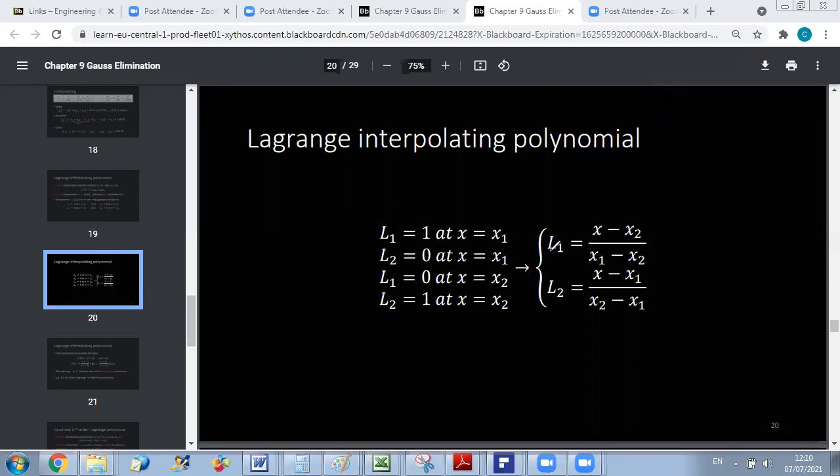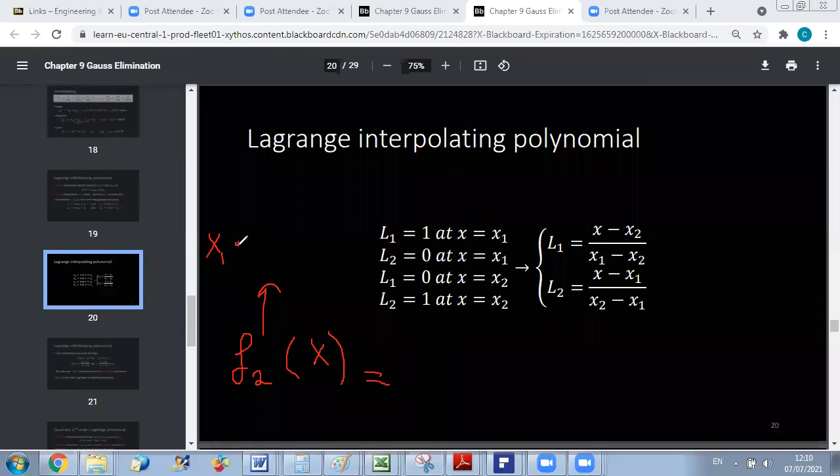Now, if I tell you I don't want a linear interpolation, I want to do a quadratic interpolation, then my function will be of second order. So I can write that f2 of x will be equal to... Since it's a quadratic interpolation, I need 3 data points. So I need x1, y1, this is the first point. I need x2, y2 as a second point. And I need x3, y3.